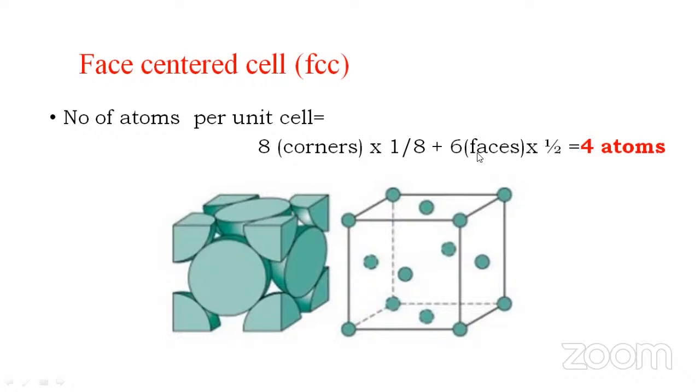Total how many faces? 6 faces. And each contribution is how much? Only half of the atom. So each contribution is half. So 6 into half, 3 atoms are there, and from the corners 1 atom. So 1 plus 3, a total of 4 atoms are there. In face centered cell, how many atoms are present? 1 from all the corners and 6 faces with half in each, that counts 3. So 1 plus 3 is equal to 4 atoms.